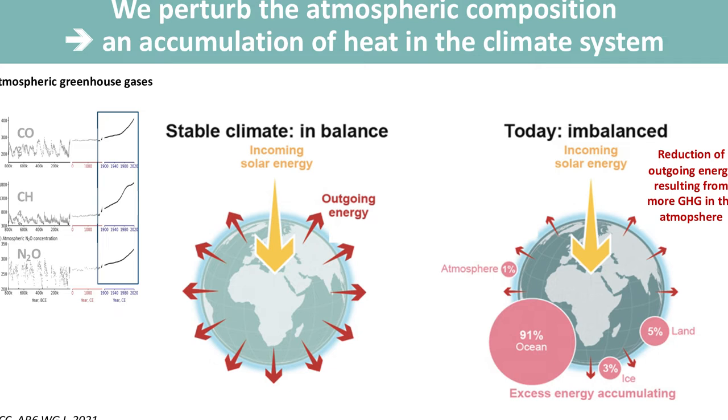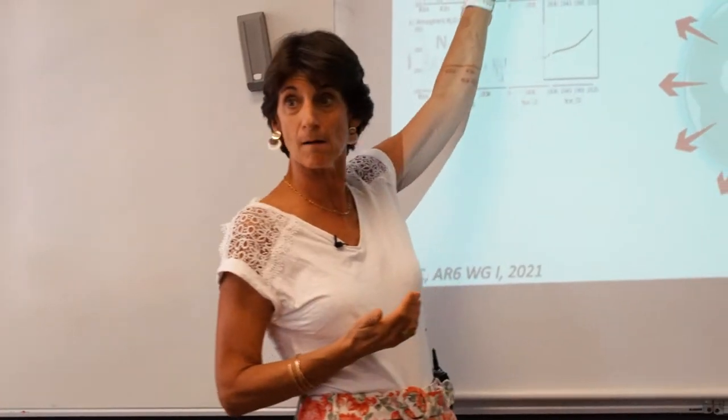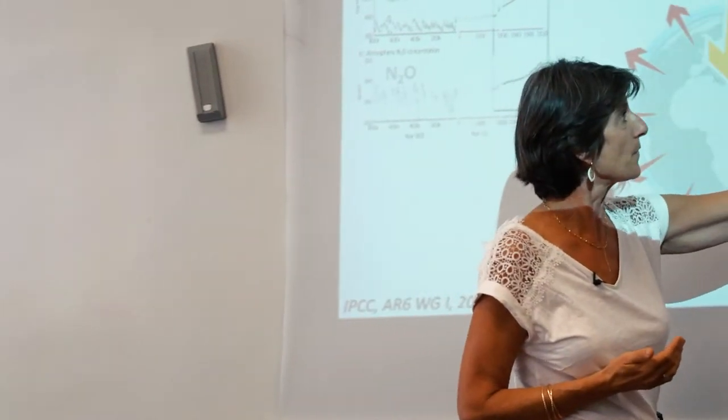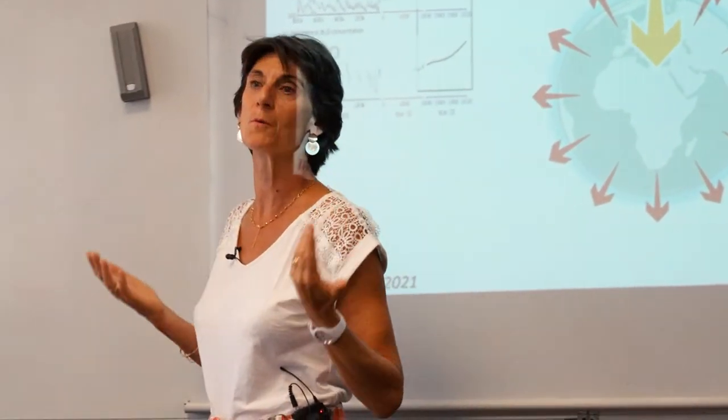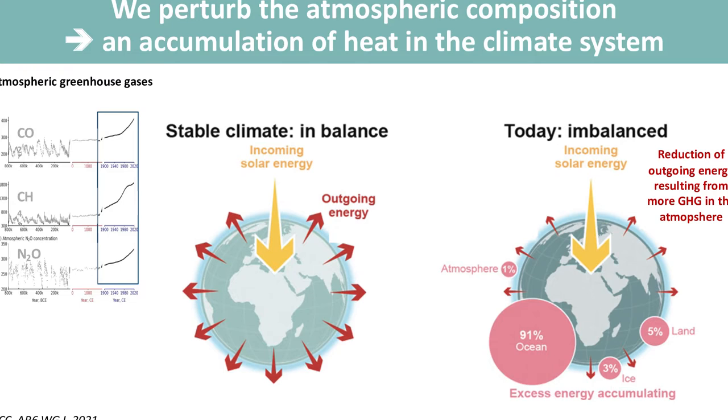And so we have incoming solar energy that warms the planet, and then we have release of energy in the form of infrared radiation, thermal radiation, and that is going out. So in a stable climate, there is as much energy coming in the form of solar radiation as energy going out in the form of infrared thermal radiation. Because we are adding CO2 in the atmosphere, there is less outgoing thermal radiation. The thermal radiation is trapped. That's why we call them greenhouse gases, because those gases trap the energy that our land, our ocean are emitting back. They trap it in the atmosphere and they send it back to the surface.